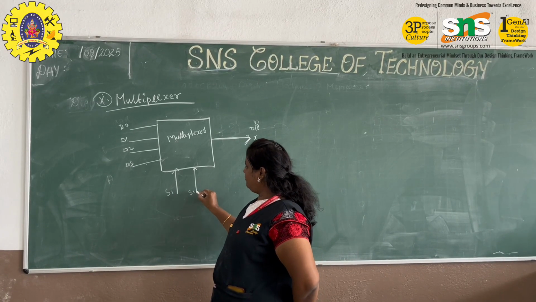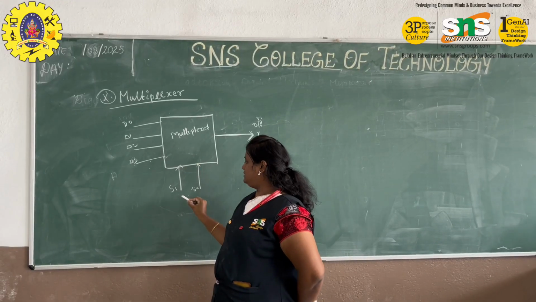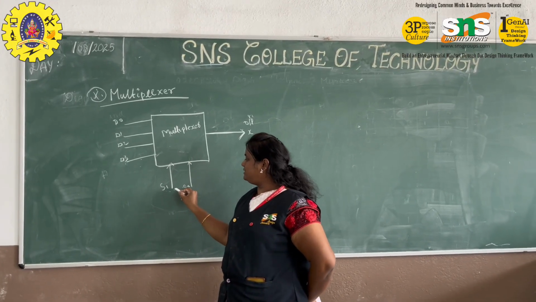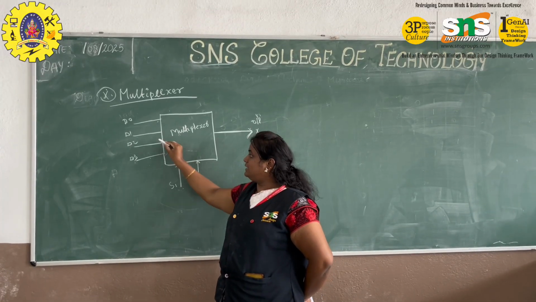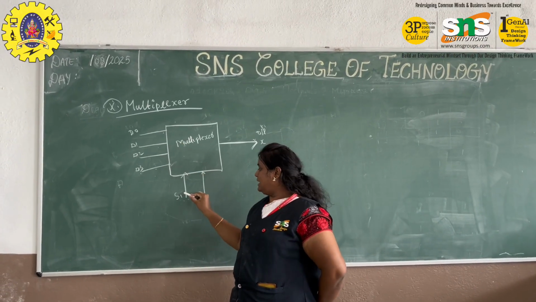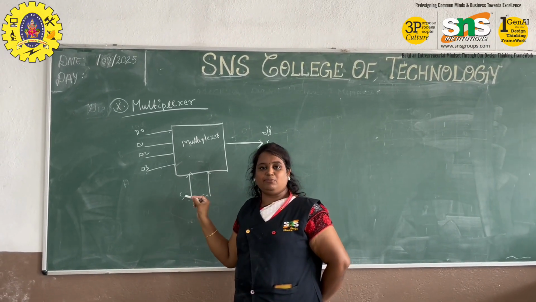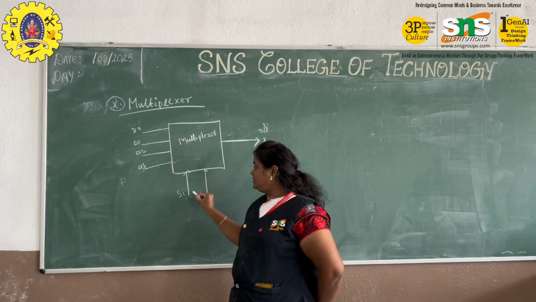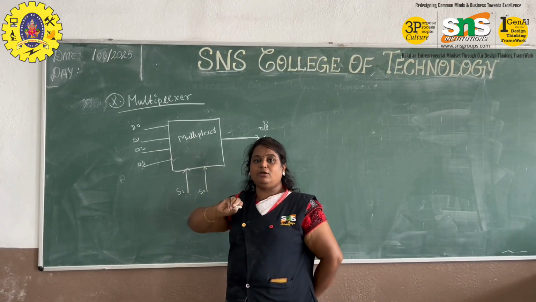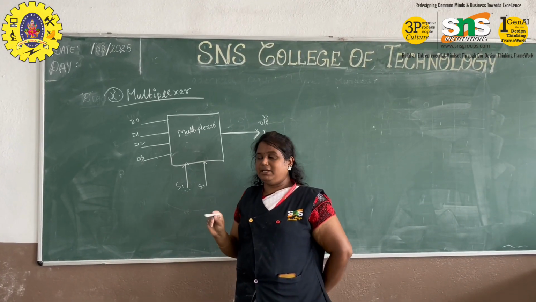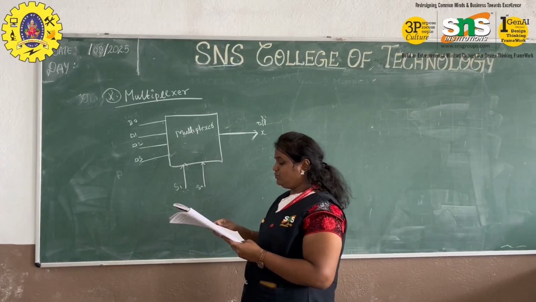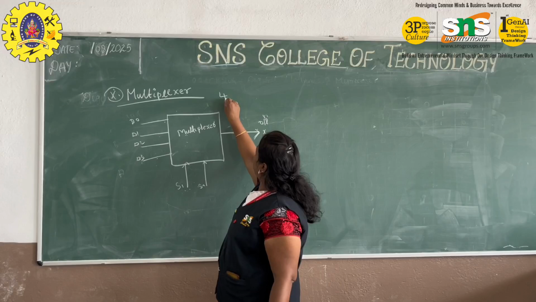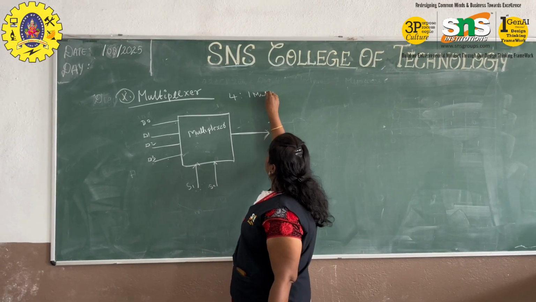The selection line will select the data. For example, if I give the first input as 0 0, it will select D0. If I give another input, it will select D1. Each and every time the selection line acts as the main important thing in the multiplexer. Without this selection line, the multiplexer cannot produce the output. So that is the main thing. Now we will see the block diagram. This is called a 4:1 multiplexer.